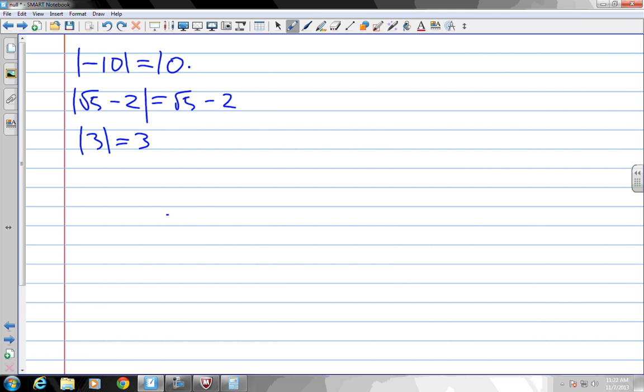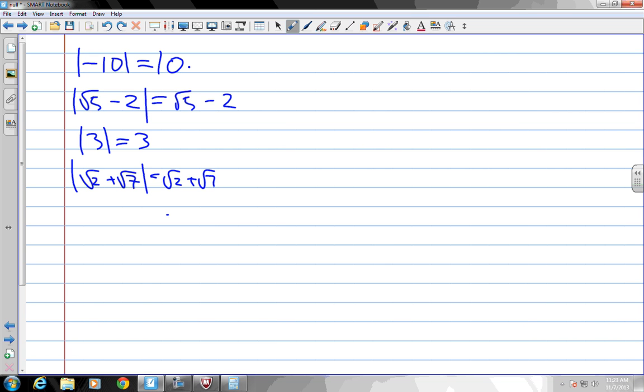Well, I know that square root of 4 equals 2, so square root of 5 is bigger than 2. So bigger than 2 minus 2 has to be positive, right? How about this? Absolute value of square root of 2 plus square root of 7. So that means what? Do nothing. Square root of 2 plus square root of 7.